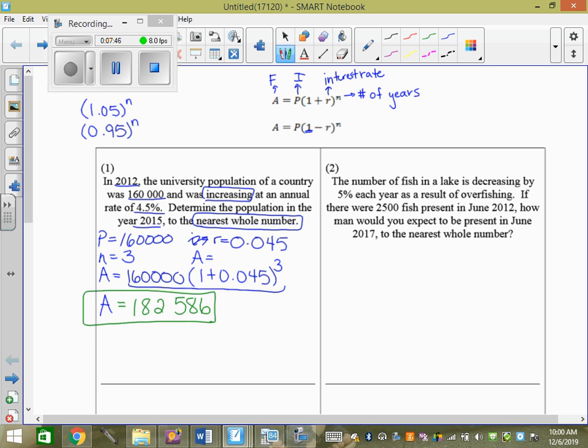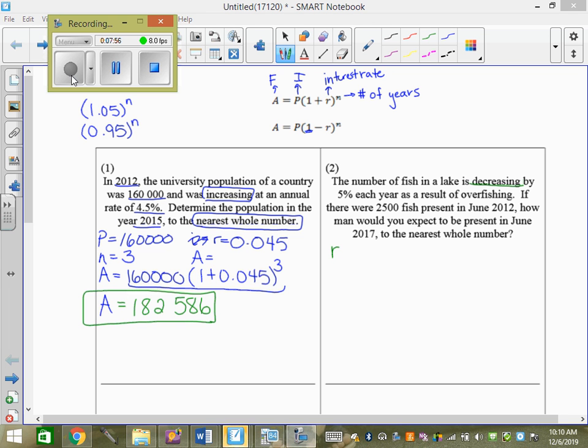Try it out. So this one says the number of fish in the lake is decreasing. So I'm going to use 1 minus. By 5%, so my r is 0.05. If there were 2,500 fish present in June 2012, if you don't know if it's the initial or the final, you have to look. Is it the earlier year or the later year? How many fish would you expect to be present in June of 2017? So June 2012 is the initial, right?